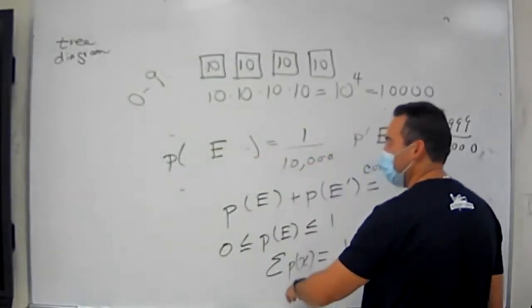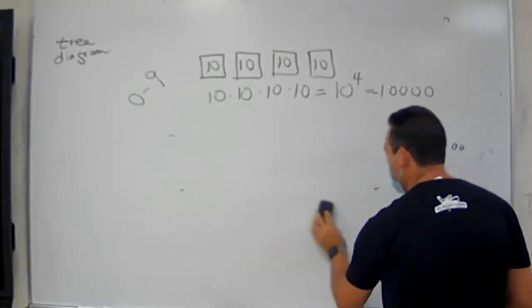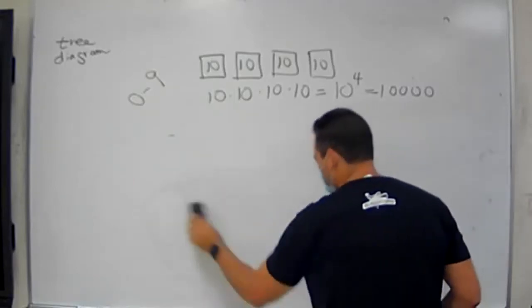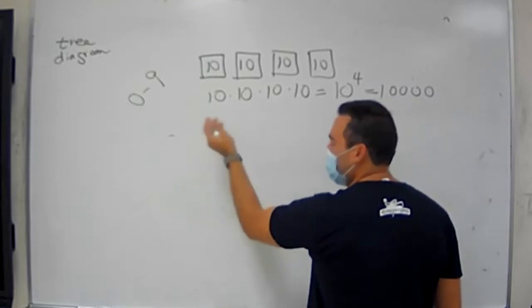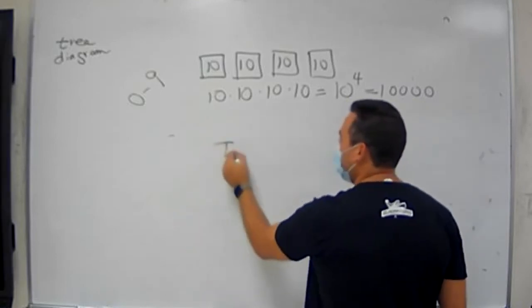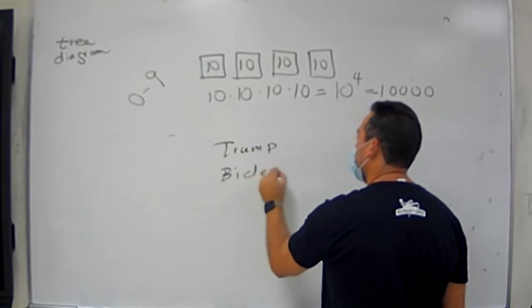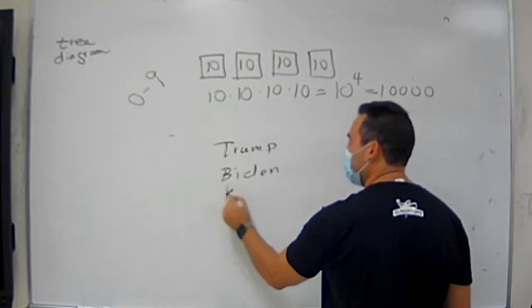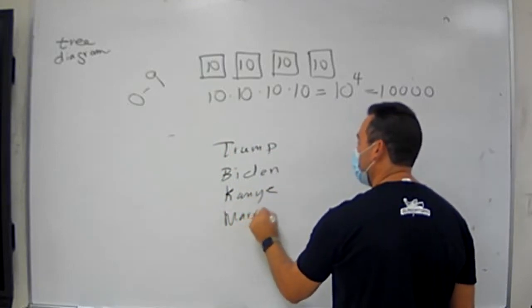All right, so let's do a poll. Let's do an imaginary poll in this class. This is imaginary. So elections are about to happen. We have Trump on the ticket. We have Biden on the ticket. We have Kanye on the ticket. I think Mary Poppins is on the ticket too.